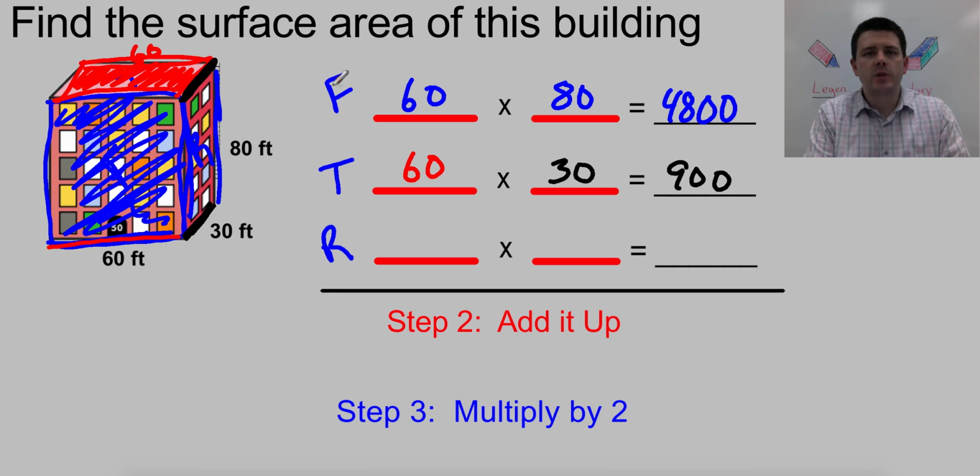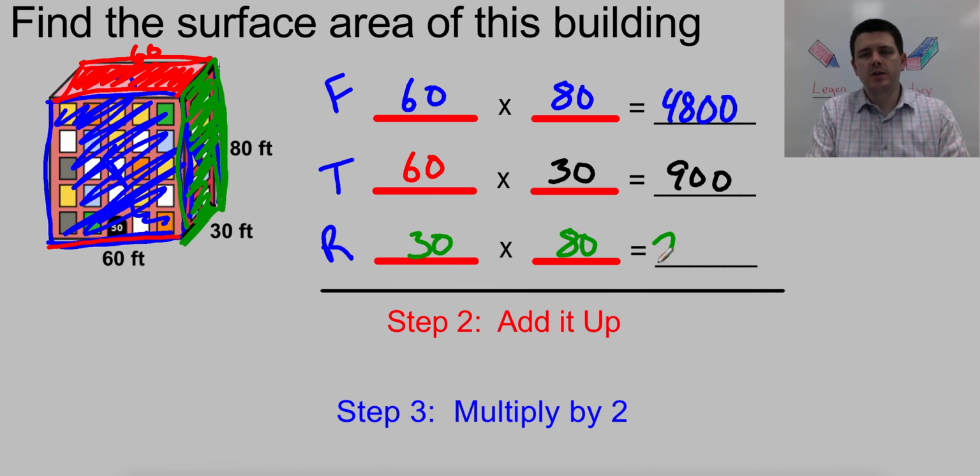And then my last one is this right-hand side. This rectangle right here. It has a base of 30. It has a height of 80. 30 times 80. 3 times 8 is 24. Add on my 2 zeros. Quick check. Did each of your 3 measurements get used twice? So I have my 60 twice, my 80 2 times, my 30 2 times. That means I got my right combination of pieces.